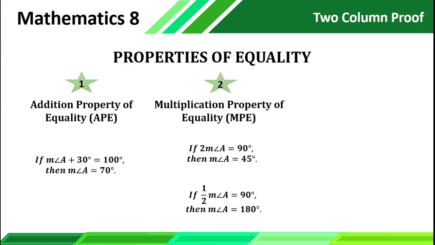Another, if 1 half the measurement of angle A is equal to 90 degrees, we will multiply both sides by 2, so to cancel 1 half. So 90 times 2 is equal to 180.